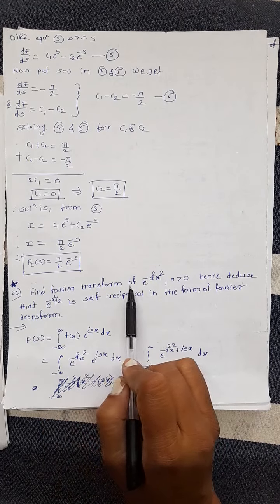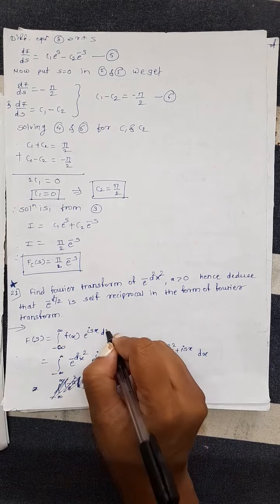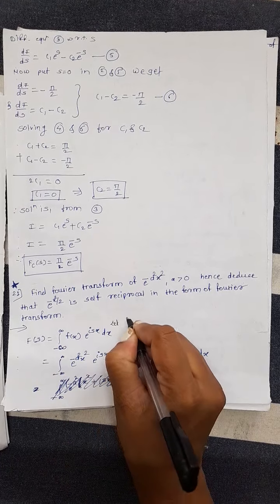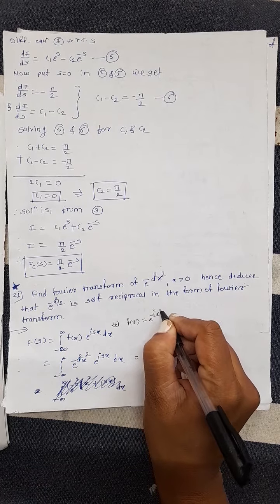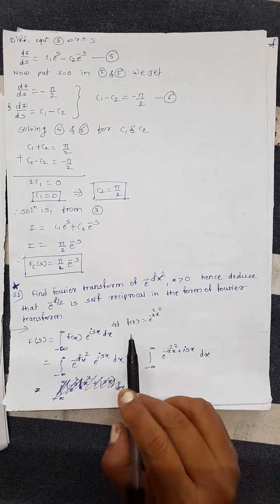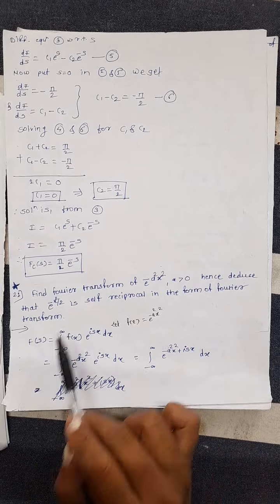Find Fourier transform of this function. Let f(x) be the given function. You can exclude that step. Okay, let f(x) be the given function, and we know Fourier transform of the function.